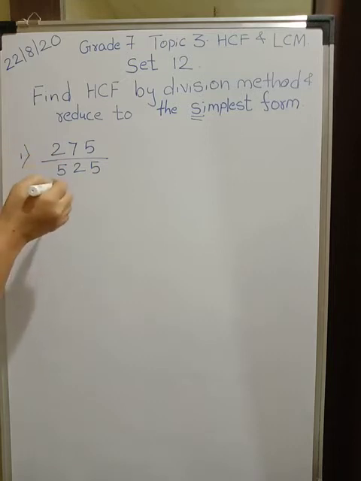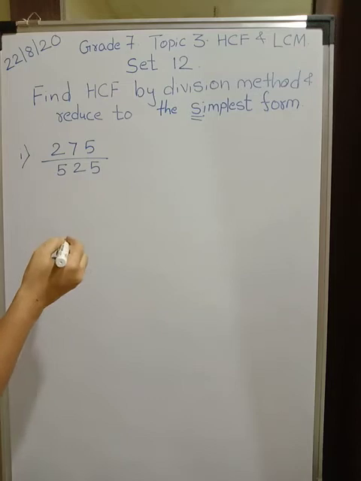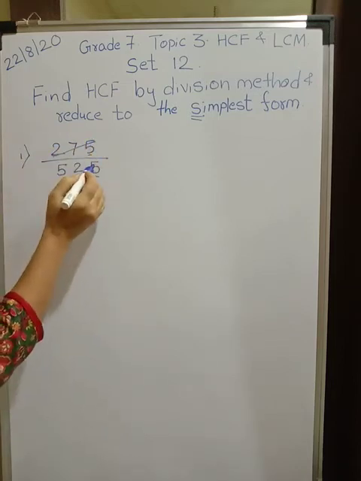They are already in fraction form, so the simplest form is easier to find out. What do you mean by simplest form? You just reduce this into the smaller form. For example, the ending is 5, so it is divisible by 5. So first I am dividing it by 5.